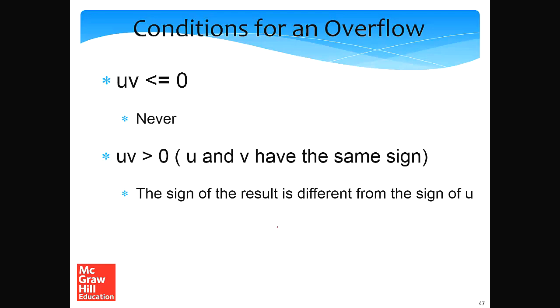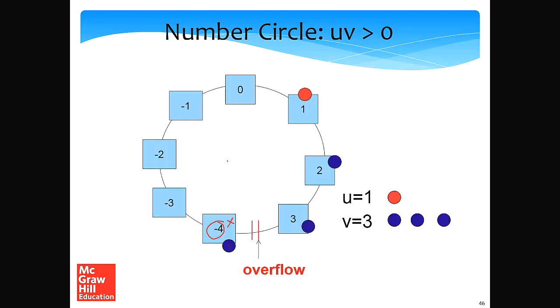So what are the conditions for an overflow? If uv is less than or equal to 0, we'll never have an overflow. If uv is greater than 0, meaning they have the same sign, we can have an overflow, but when will we have it? We'll have an overflow when the sign of the result is different from the sign of both u and v. Right? In this case, u and v both are positive, and we add them.